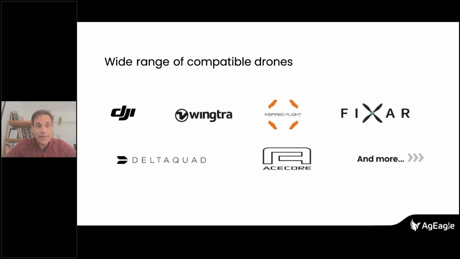Fixar and Delta Quad are VTOLs like Wingtra. Their integration is maybe not as good as the Wingtra, but you have the versatility to add dual camera and Altum-PT, not just RedEdge-P, right? Then AceCore from the Netherlands. You can put any drone, any camera on their drone system. The Neo is a very good platform. I like it a lot, and their integration with our camera is more than okay.